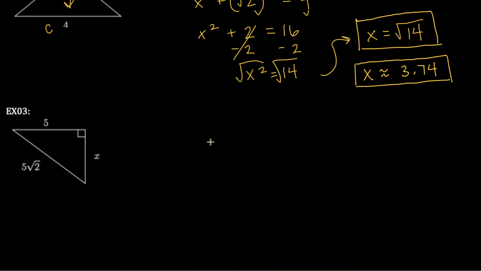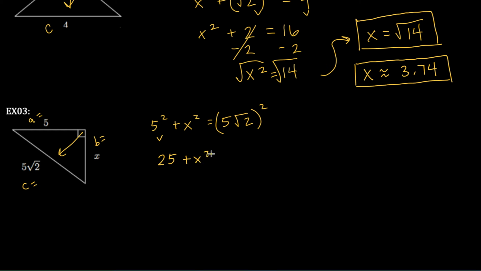So this one c. We'll make that one a, that one b. So 5, I'll leave some room. 5 to the second power plus x to the second power equals 5 square root of 2 to the second power. So 5 times 5 is 25 plus x squared equals. So this is 5 square root of 2.